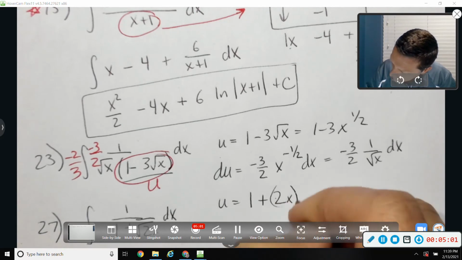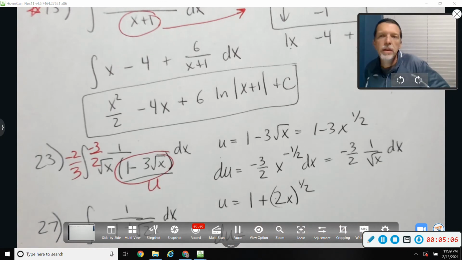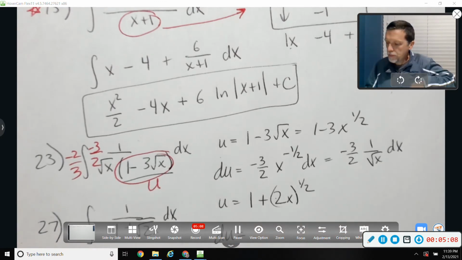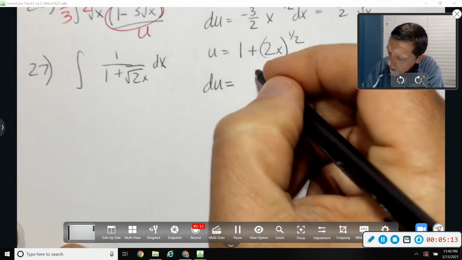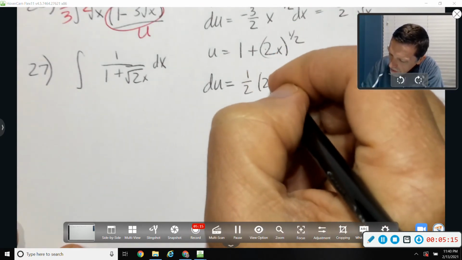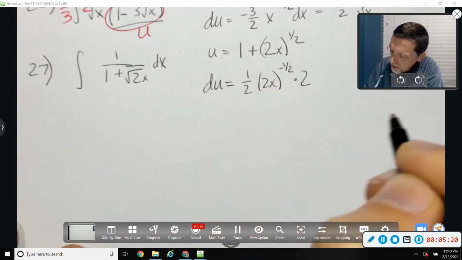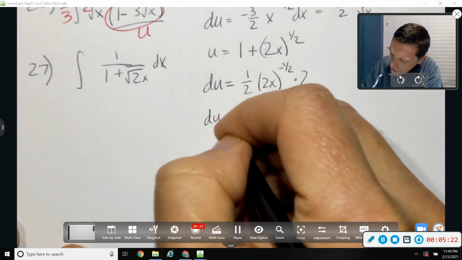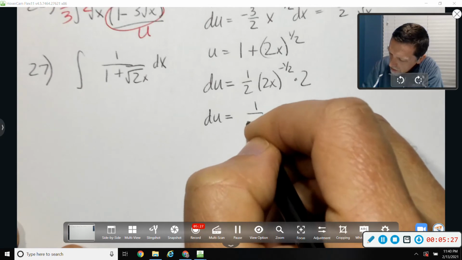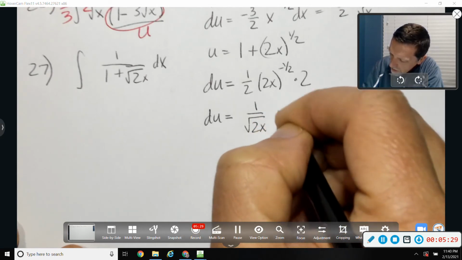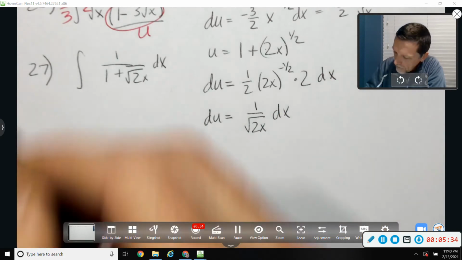I'm going to rewrite it as 2x to the 1/2 so I can take the derivative a little bit easier. So derivative, 1 goes away, so 1/2 times 2x to the negative 1/2, chain rule times 2. So du, the 2's will cancel out, is 1 over square root of 2x dx.